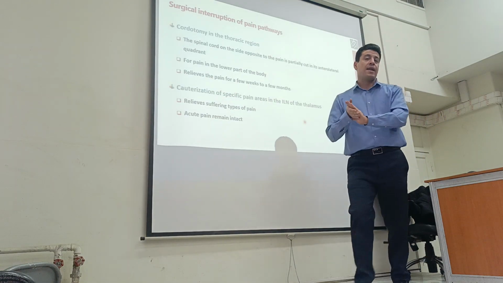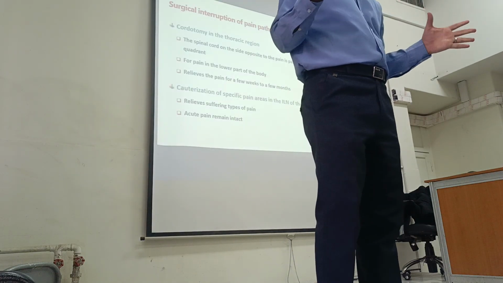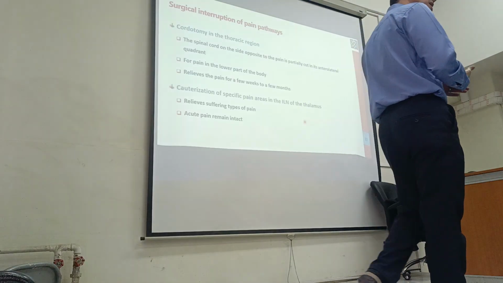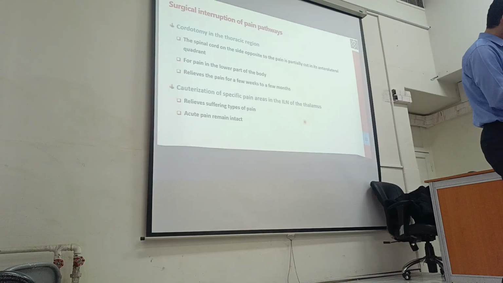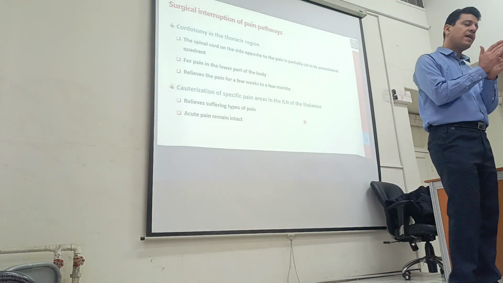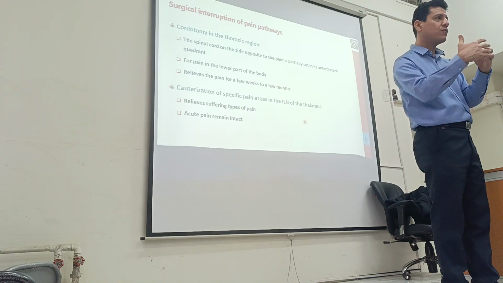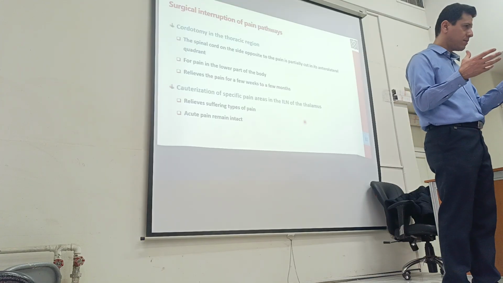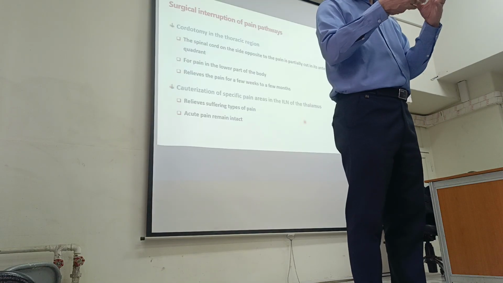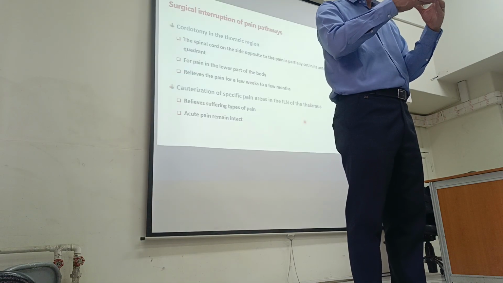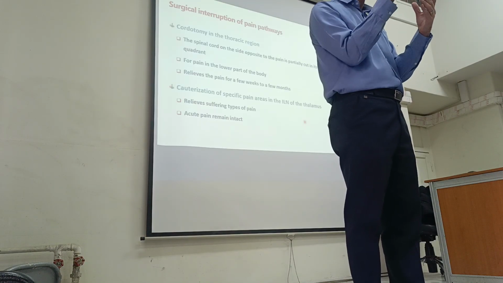Okay, so now we know the anatomy of the pain pathways. If we have a patient with severe pain that is not controlled by painkillers, sometimes we can have surgeries to relieve pain, right? So we know that the anterolateral system is located in the anterolateral quadrant of the spinal cord, right? Anterolateral quadrant. So if we cut the anterolateral quadrant, we can cut the pain fibers in the spinal cord.